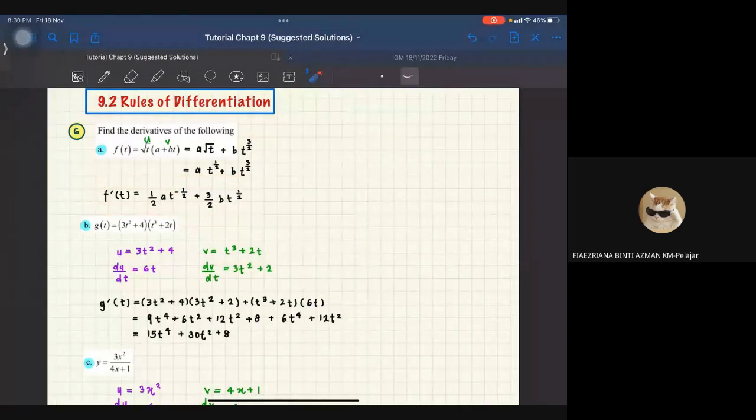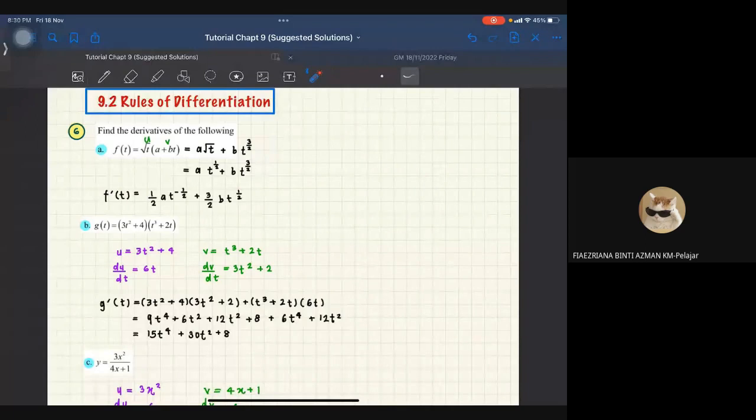Tapi kalau awak nak gunakan product rule pun okey juga. So saya tengok jawapan-jawapan yang awak hantar, most of you are using product rule and some of you are using the same method as me. So dua-dua cara diterima. Mana-mana cara yang awak rasa lagi mudah.